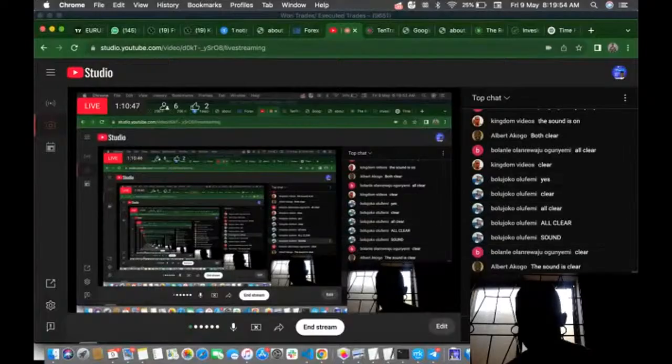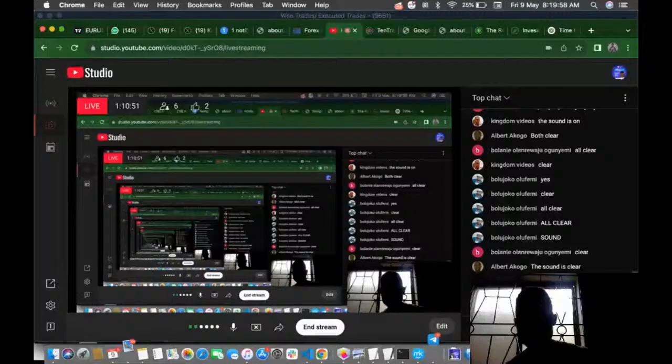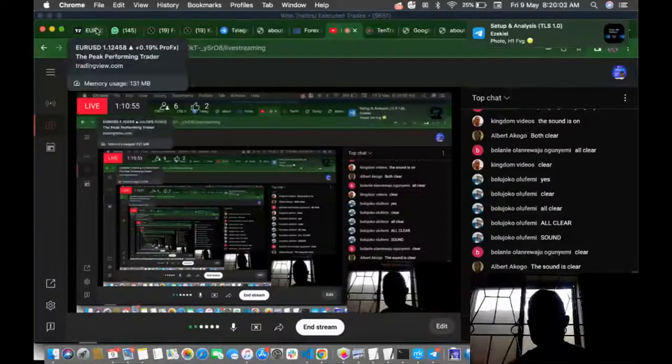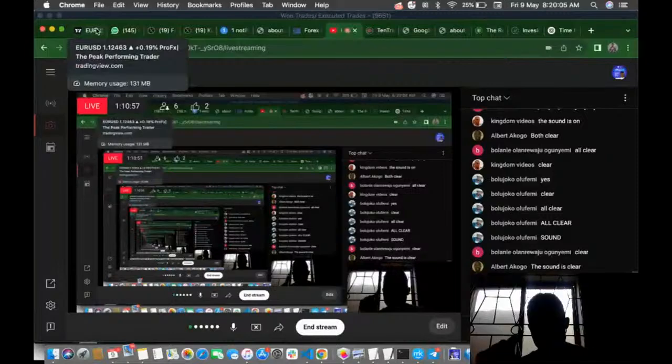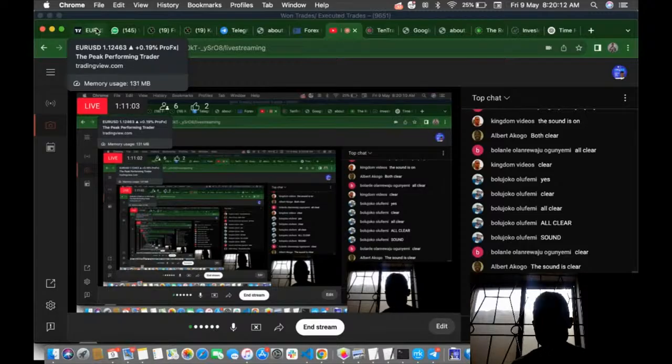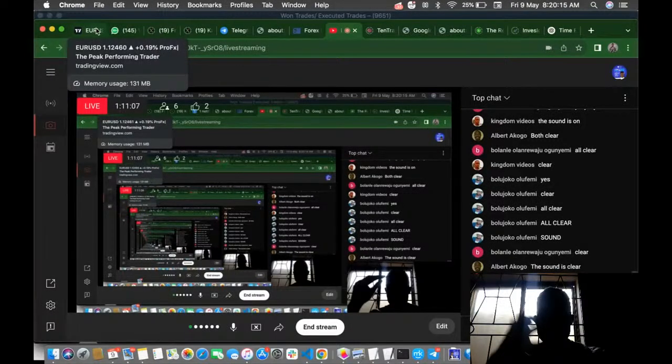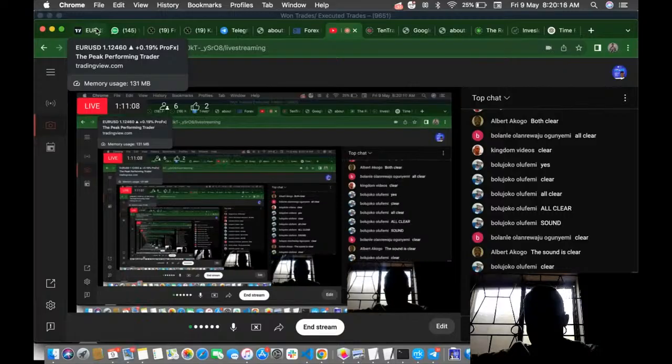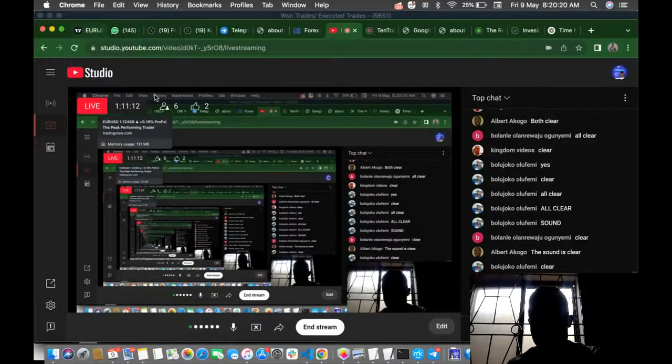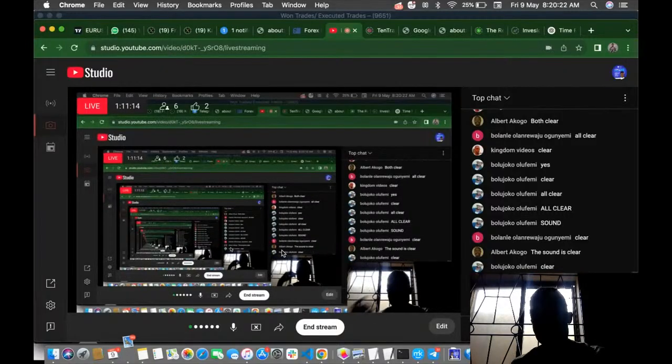What is the difference between a breaker block and inducement? Okay. Breaker block is simply a failed order block. Write that out in your notes. Breaker block is what? When an order block fails. So, for example, if an order block was meant to hold and that block fails, right? That block is a breaker.